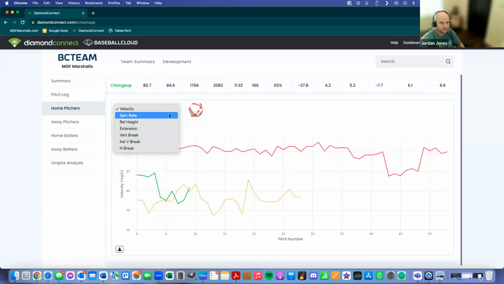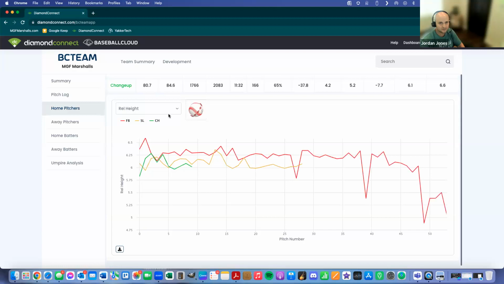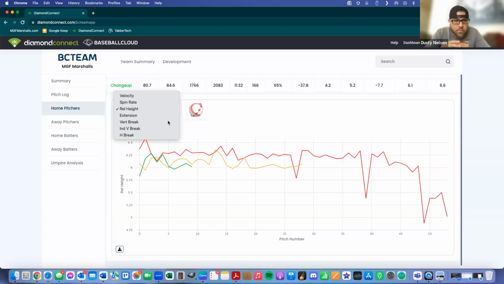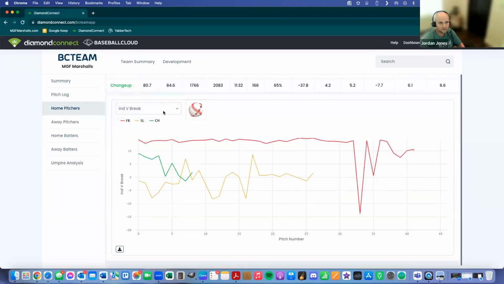So we can see velocity, we can see the spin rates. Release height. Wow, it really dropped in release height. Vertical break. Anyways, there's a lot of data in there.